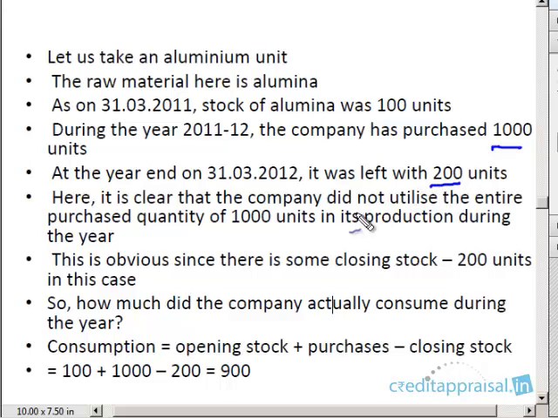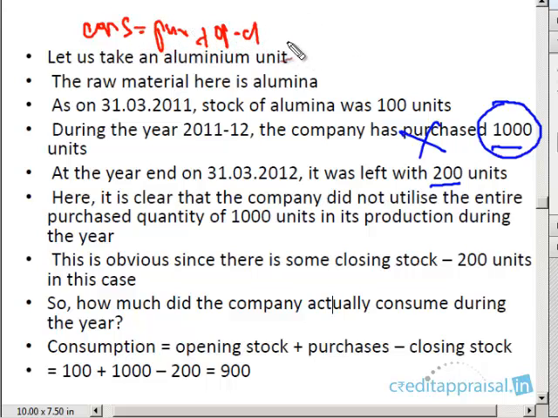And at the end of the year, it was left with 200. So if we actually want to calculate the consumption, please note that we are not going to take the purchase as a raw material in the P&L account. What we are interested in is the consumption. Purchase is not that important, right? What is important is the consumption. So how do you arrive at the consumption? Consumption is purchases plus opening stock minus closing stock. So what is the purchase? 1000. What is the opening stock?